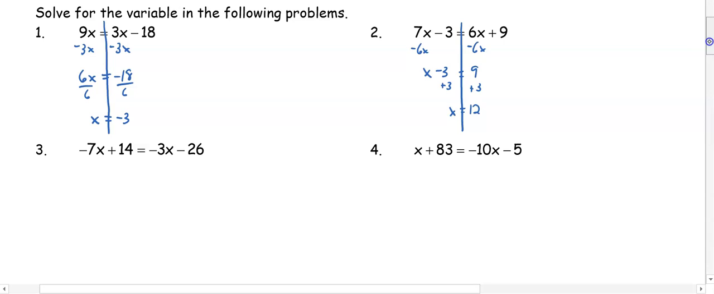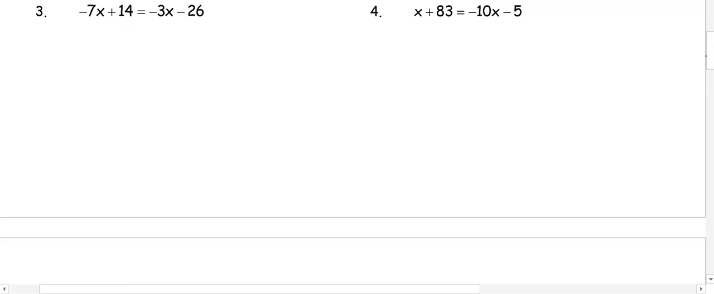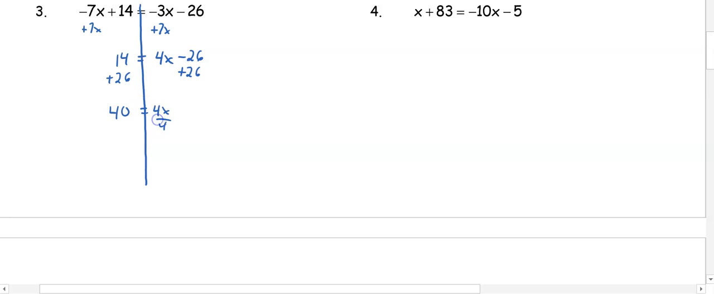In number 3, we have negative 7x plus 14 equals negative 6x minus 26. Now this time, because they're both negative, negative 7 is the smaller coefficient that needs to be moved. So we're going to add 7x to both sides. 14 equals 4x minus 26. Then we can add 26 to both sides. 40 is equal to 4x. We can divide by 4. So x equals 10.